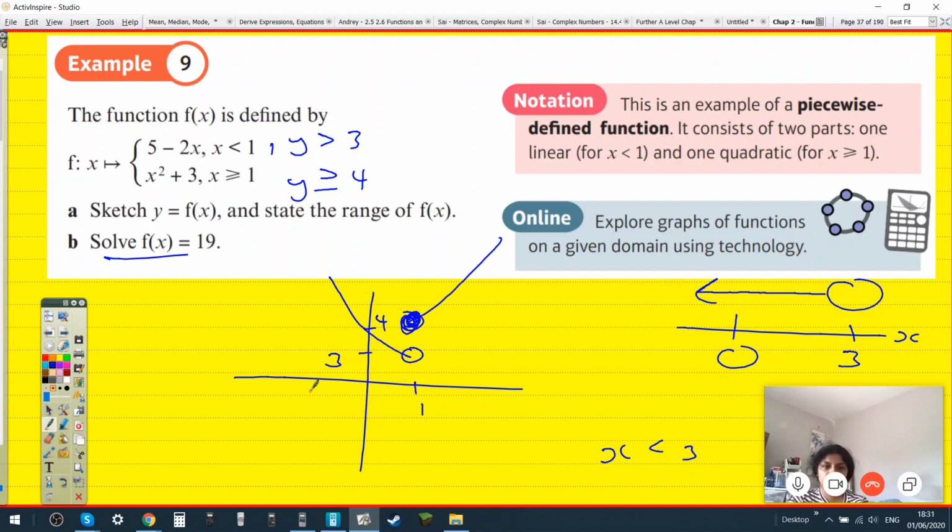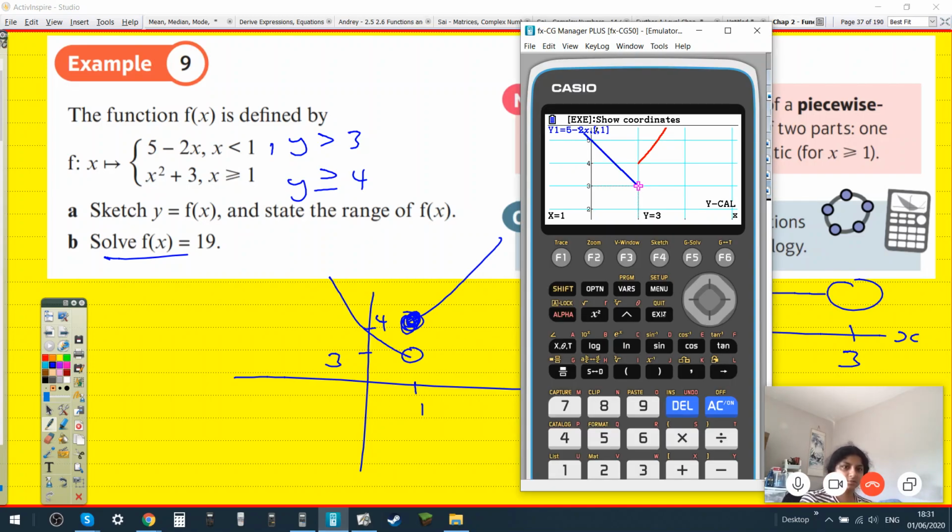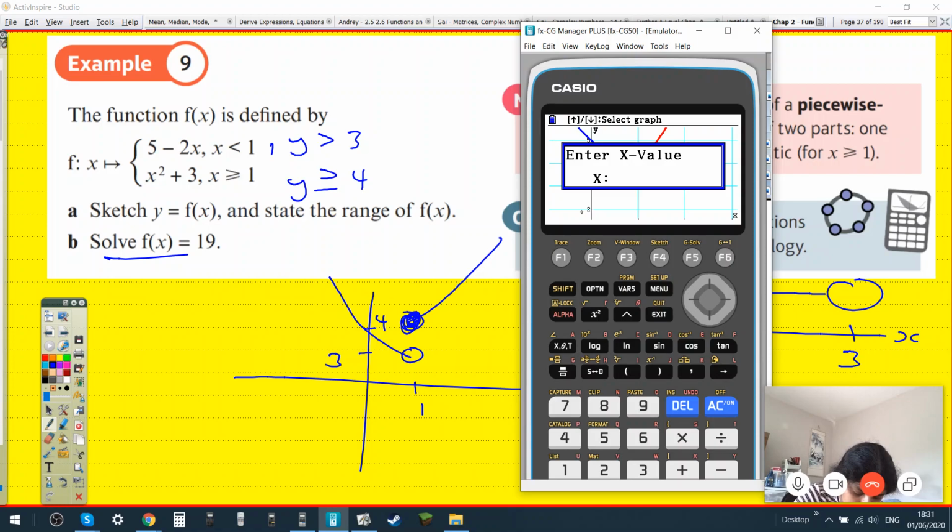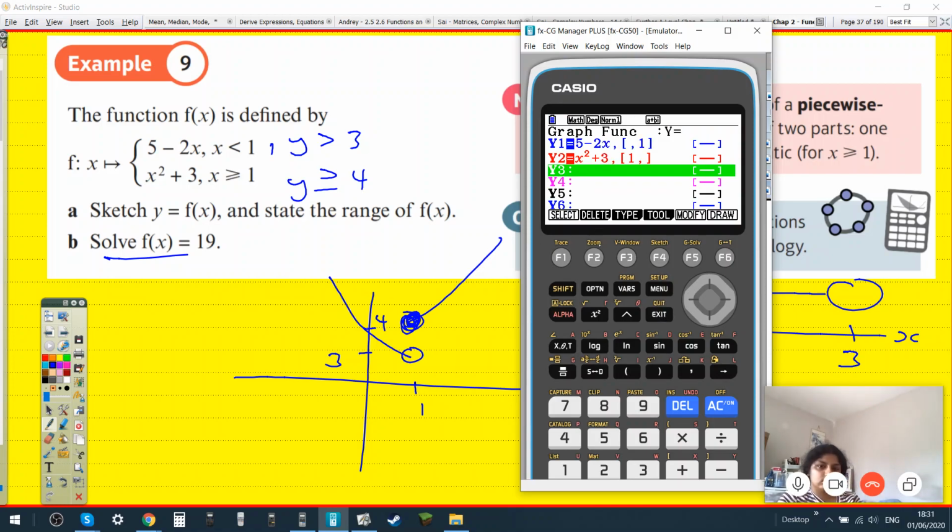Yeah, B. How do we solve this? Well, I'm not sure if you have to solve it for both of them or just one. Wouldn't you just do 5 minus 2x is equal to 19 and then solve? Yep. What would you get? And then you do the same thing for x squared plus 3. Yes, well done. And you know me, I'm going to cheat. X is equal to minus 7. And then x is equal to plus minus 4. That's probably right. Let's see.